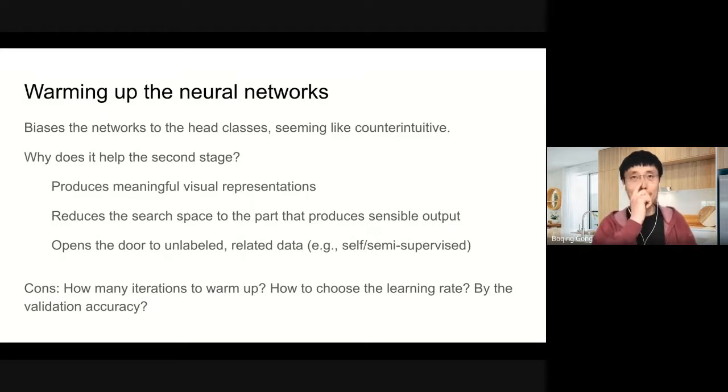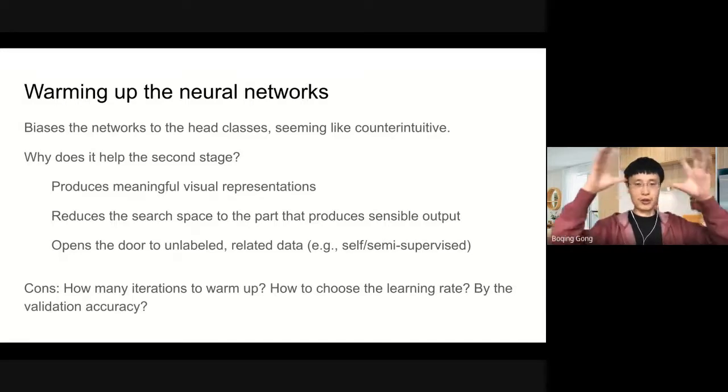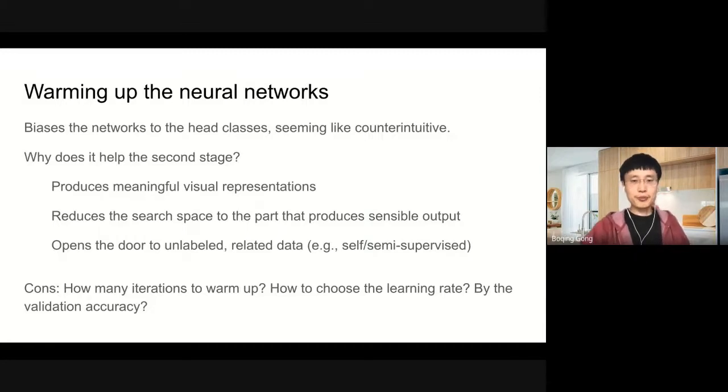Another view is that we are reducing the search space to the part that produces sensible output. Because the network has so many millions of parameters, the search space is huge. So we can feed the network some examples such that the network knows this region of the search space is good for achieving small training loss. That drives the network to a smaller region of the search space. Therefore, the second stage is easier to learn because we don't need to explore the full search space anymore. A third potential benefit of the warm-up stage is that it opens the door to unlabeled related datasets, by using self-supervised or semi-supervised learning approaches.